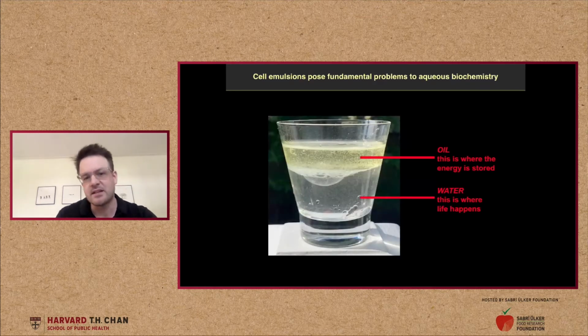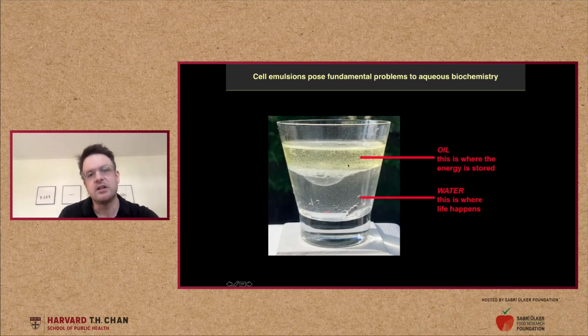Because if you look at this experiment done in my kitchen this morning, you can see the fundamental problem: the oil is the most compact form to store metabolic energy, but in a cell, modeled here by this cocktail glass, the water is where all the life happens. So the fundamental question becomes, how does the life that happens in the aqueous solution deal with the oil? How does it make the oil?